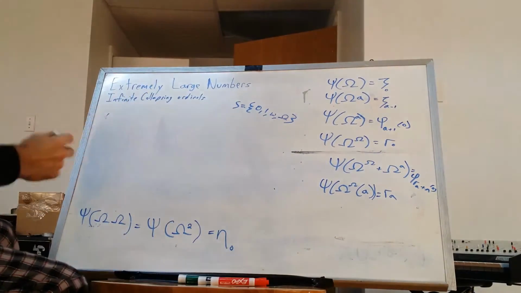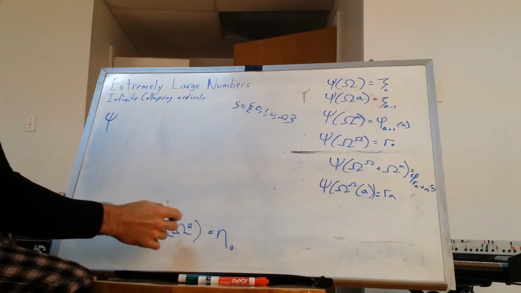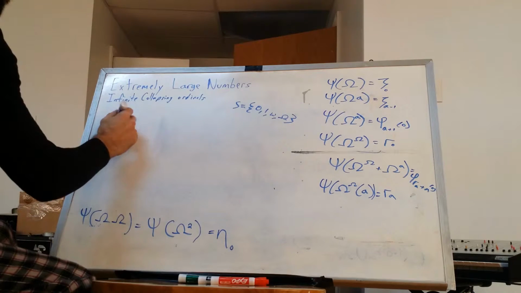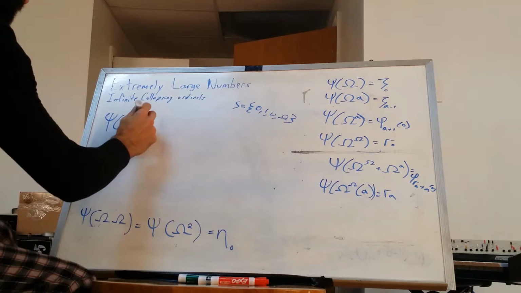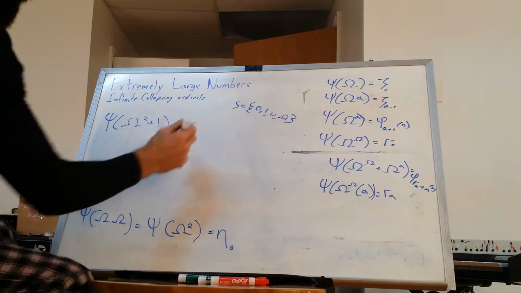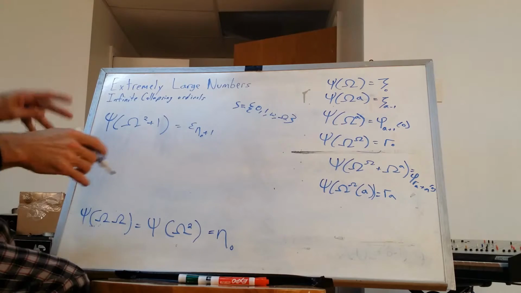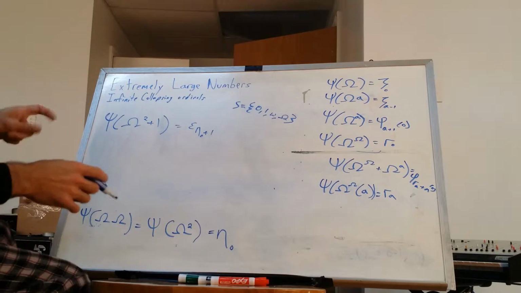Okay, and once again, we can keep on going. We're allowed to do omega squared plus 1 or whatever. That's in our toolkit, so we can do that. And that's going to be our first epsilon number after eta naught. And we can do any of the stuff that we did before. So we can create zeta naughts from this, whatever.